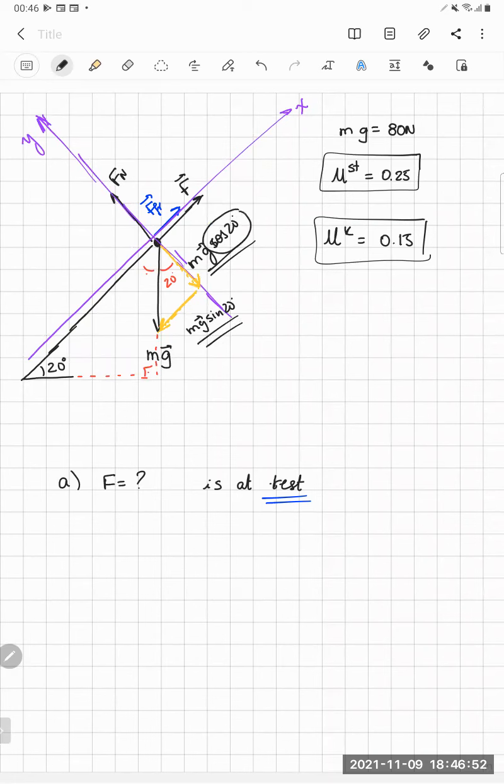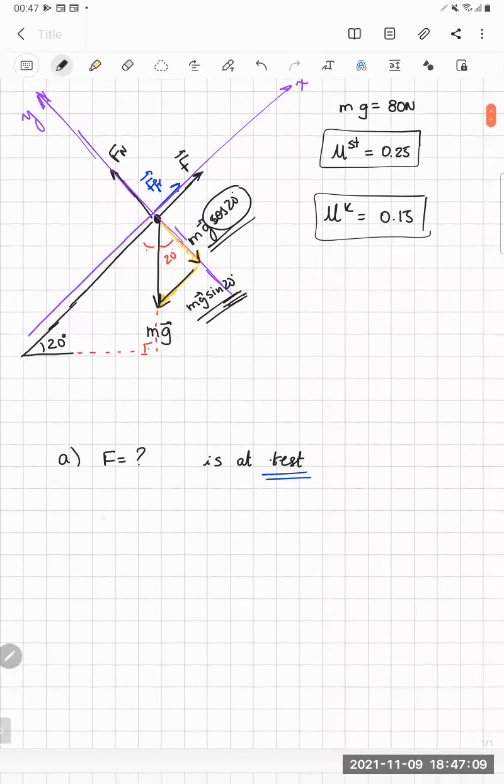Cosine in the y direction because the y component is adjacent to 20 degrees. Sine in the x direction because this is opposite to 20 degrees. All right, with that, let's go for the equations. What we want to find is F. I'm going to start looking at the sum of all the forces in the x direction equals to ma_x.